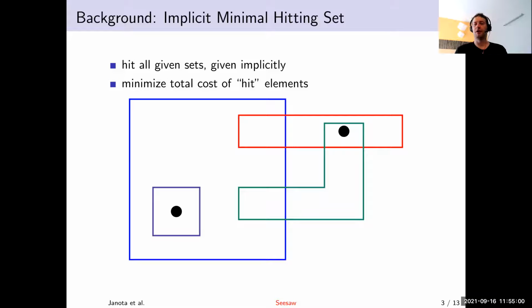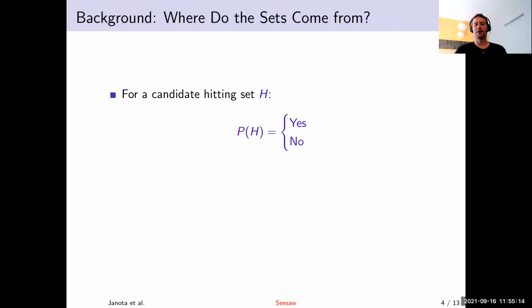However, the goal is to hit all of the sets, including the ones we have seen, including the ones we have not yet seen. Now, the question is, where do these new sets come from? So for this purpose, we have a predicate on the hitting set that tells us whether we already hit all of the sets or not. And when I say all of the sets, I mean also the ones that we have not yet seen. Okay, so we always assume we hit all the ones that we have seen, but we use this predicate to determine whether we have also hit the ones we have not seen.